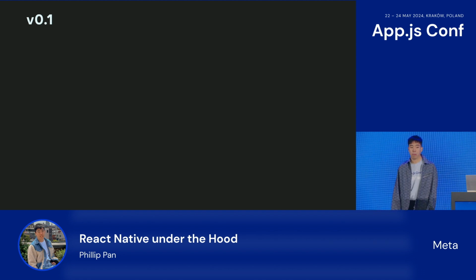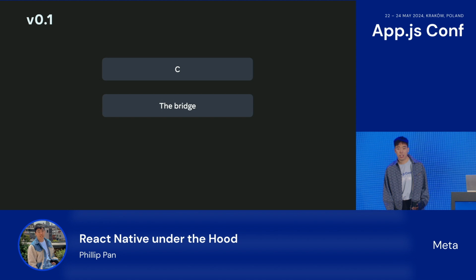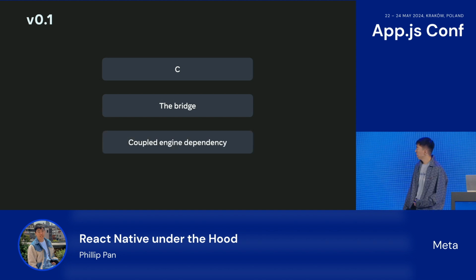But one of the biggest problems of this setup was the lack of flexibility. So first, C is challenging to work with. It's verbose, error-prone, and we had to manage memory ourselves. Next, everything has to go through the bridge. This is challenging for maintainability, as the bridge starts to get too many responsibilities. Finally, the implementation of React Native is tightly coupled with the JS engine of choice, JSC. We don't have the option of using another engine without rewriting the framework.